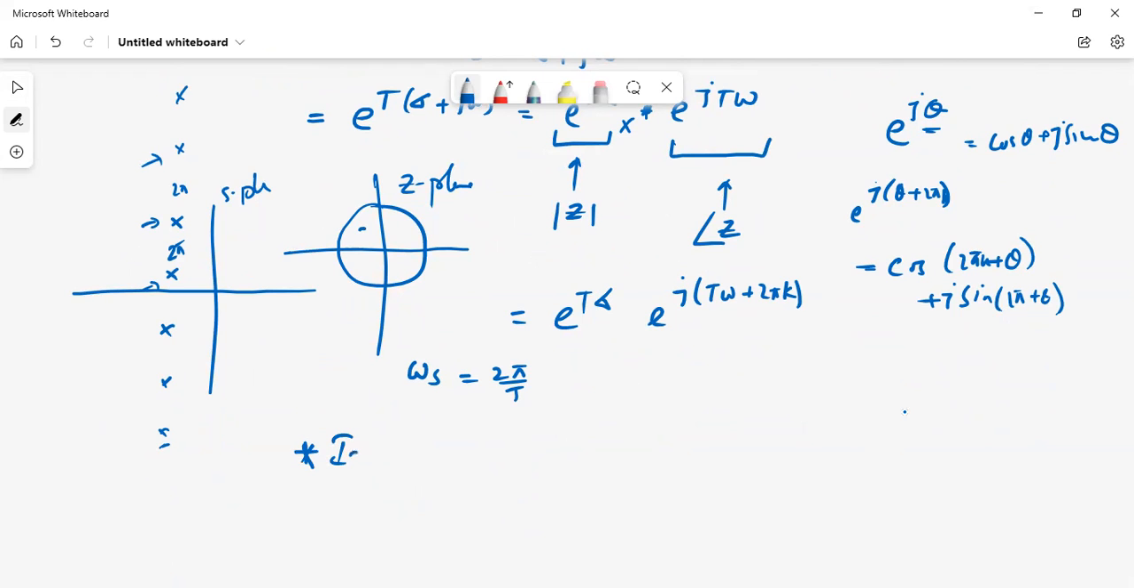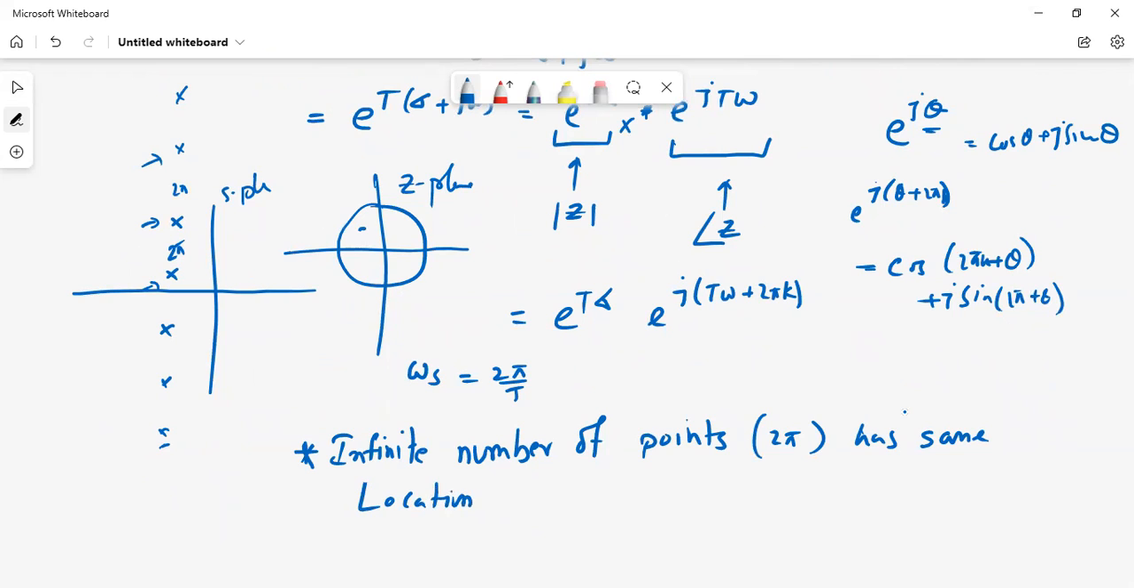The infinite number of points which are twice pi apart have the same location in the Z plane, or vice versa. One point in the Z plane can have an infinite number of points in the S plane.